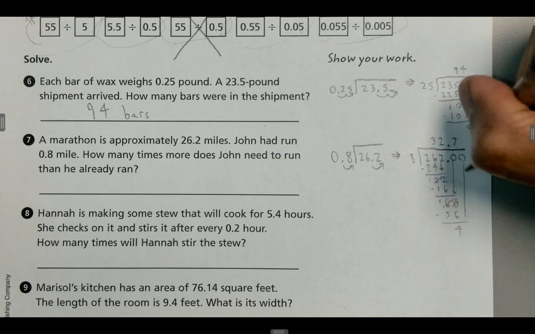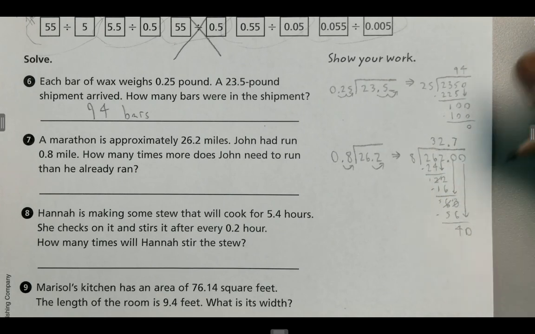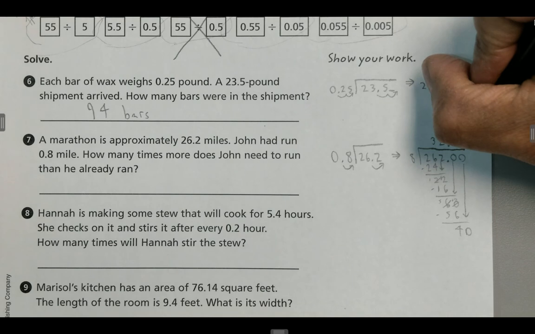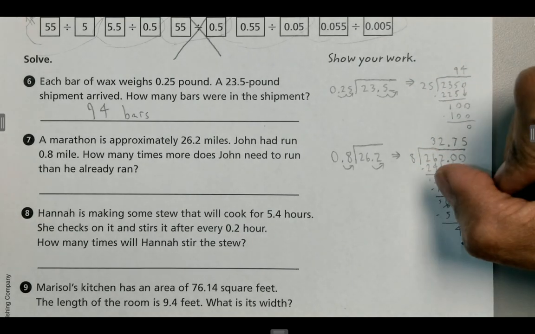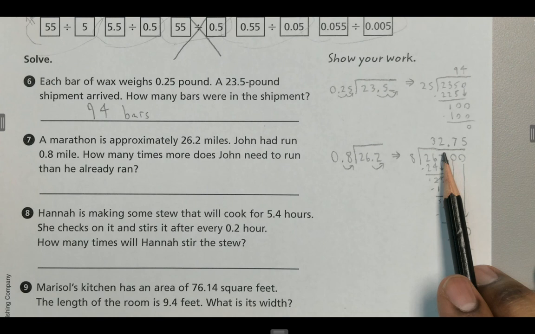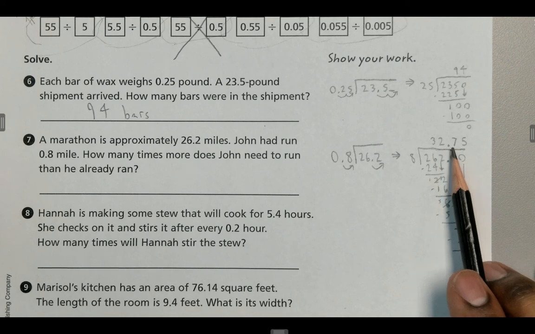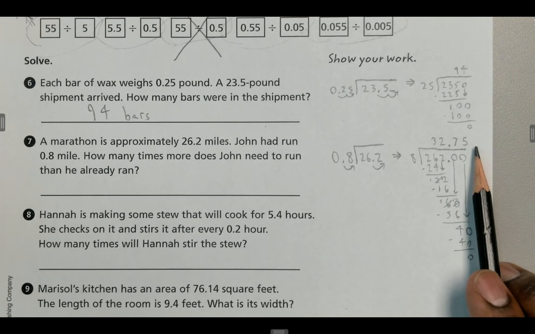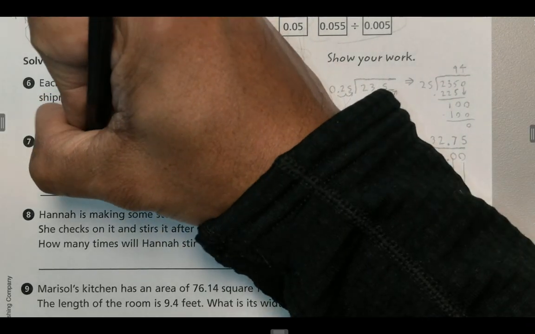Let's continue to extend the problem. Add another placeholder 0, bring it down. Now find how many times 8 goes into 40. 5 times exactly. 8 times 5. Nothing left over at this point, so we have our answer. And as we suspected, John has a long way to go. The race is 32 7/75 times the distance that he has already run. Yikes.